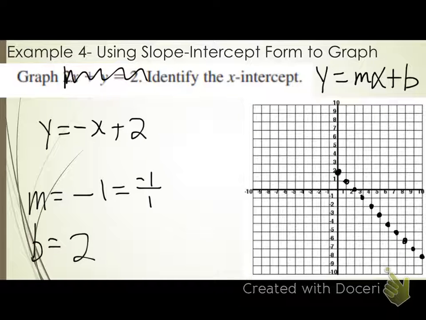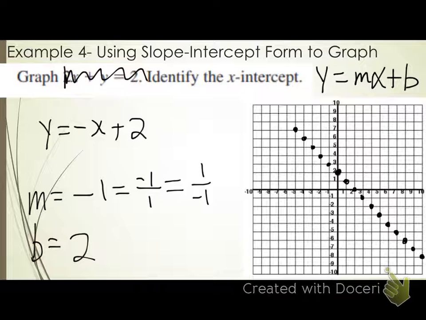What do I need to do to get more points? Switch the sign, so I get what over what? Positive 1 over negative 1. So which two directions am I going? Up 1, left 1. This is a negative slope.